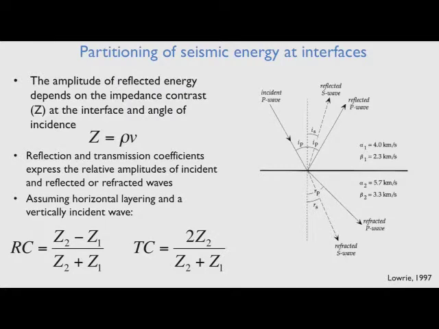And so if we have some P wave that comes down and encounters a contrast in properties, which we're going to express as impedance, the amount of energy that comes back as a P wave or an S wave, or is transmitted as a P and an S wave, depends on the contrast in properties here and the angle at which it strikes this interface.